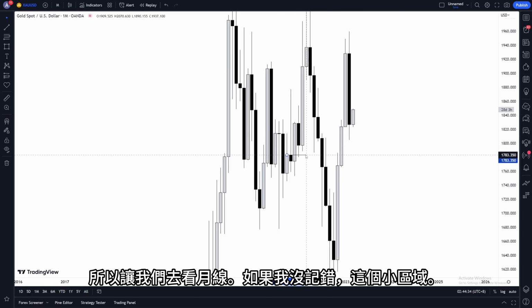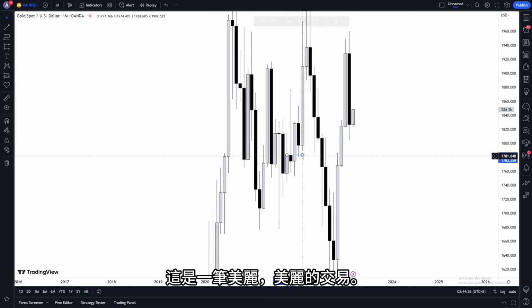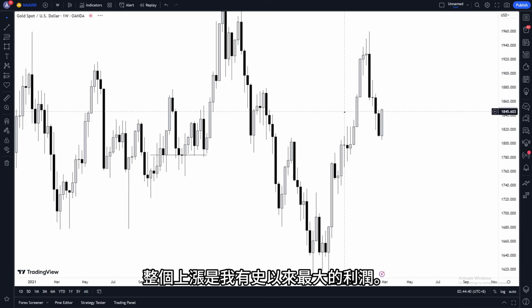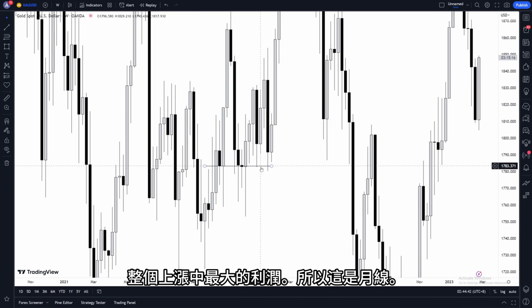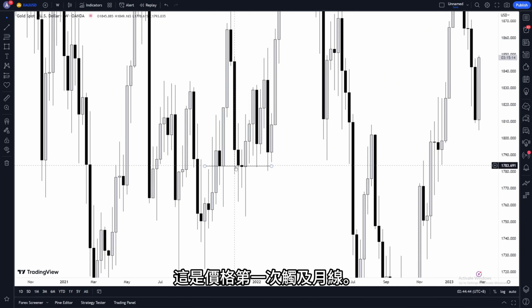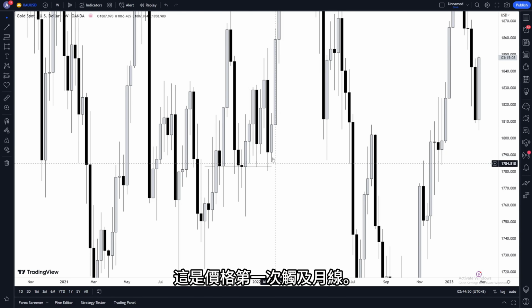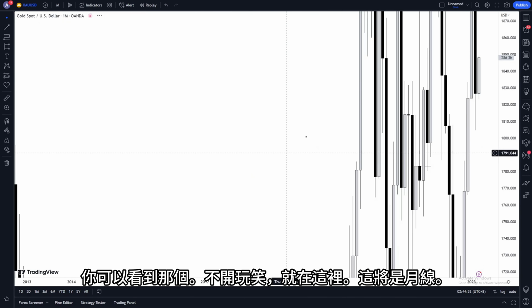Yeah, right there. This is a beautiful trade. This entire run up was my biggest ever profit. Biggest profit ever was from the entire run up. So this is the monthly. This is price for the first time touching the monthly. So this one hadn't touched the monthly. This one hadn't touched the monthly. This is the first time price touched the monthly. You can look at that.